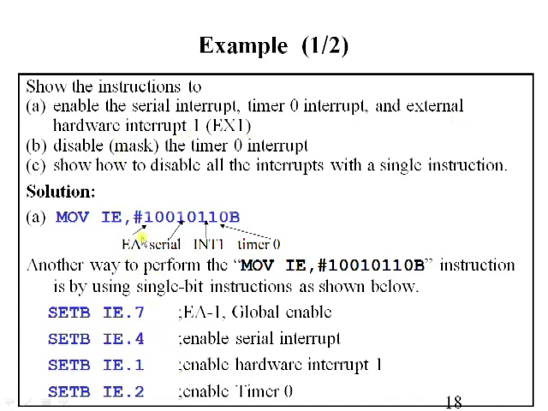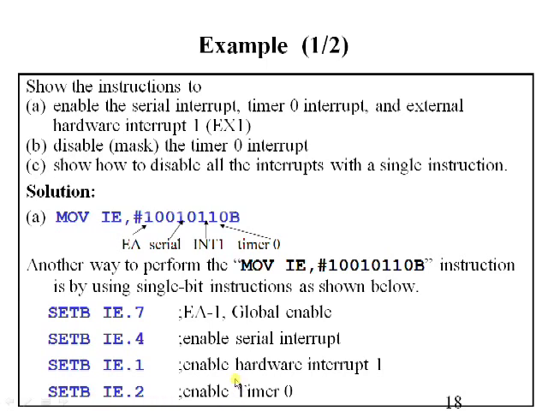As you can see here, initially EA should be programmed to 1 in order to enable any kind of interrupt, and then the serial interrupt should be 1, INT1 should be 1, and then timer 0 should be 1. Now this function can be done with the help of the MOV instruction, or else I can also access individual bits. Why? Because this IE register is a bit addressable register, therefore operations on individual bits are done with the help of the SETB instruction. As you can see, SETB IE.7 sets this particular bit to logic 1, SETB IE.4 sets the serial interrupt, SETB IE.2 sets hardware interrupt 1, and SETB IE.1 enables timer 0.